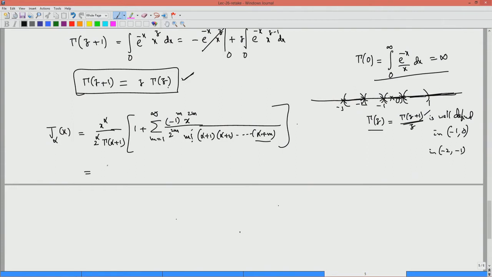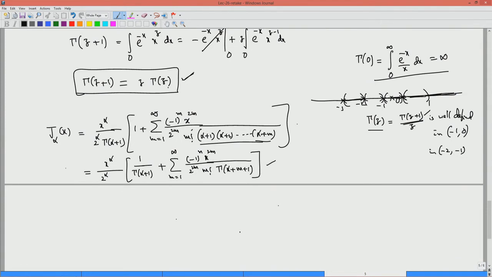So if you do that, x power alpha by 2 power alpha is common. So you take it inside here, 1 divided by gamma of alpha plus 1, and here you can club this gamma with this, so that what you end up is minus 1 power m, x power 2m by 2 power 2m, m factorial, gamma of alpha plus m plus 1. Okay. So this is what is the Bessel function of the first kind.